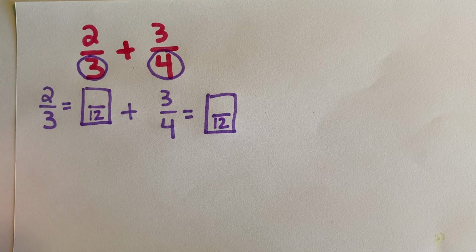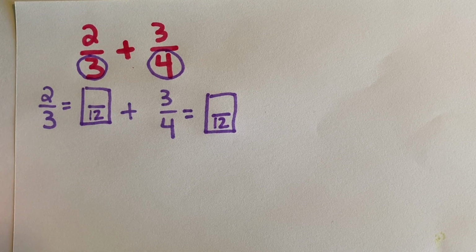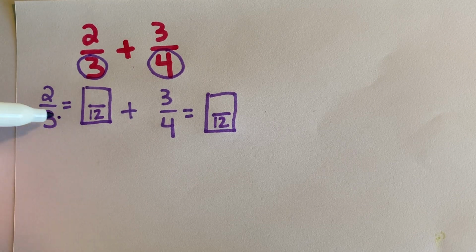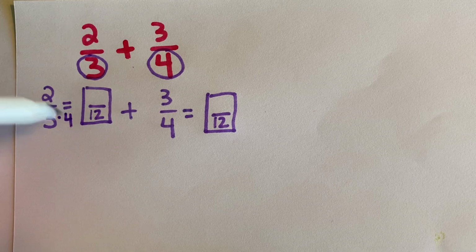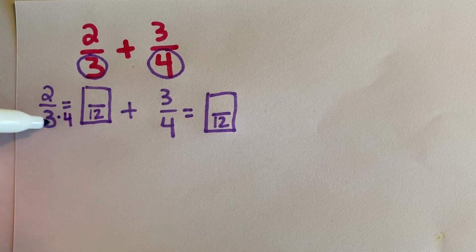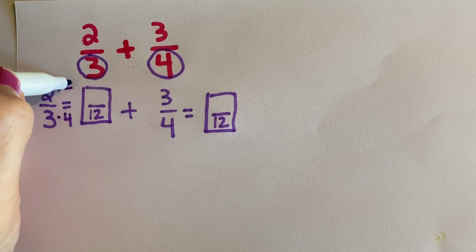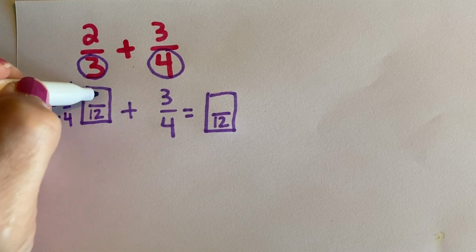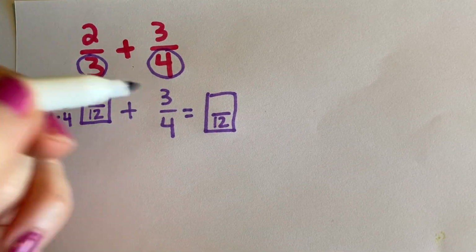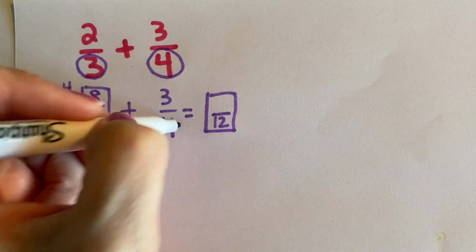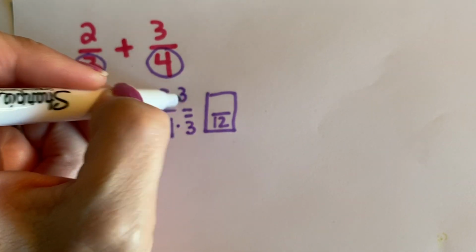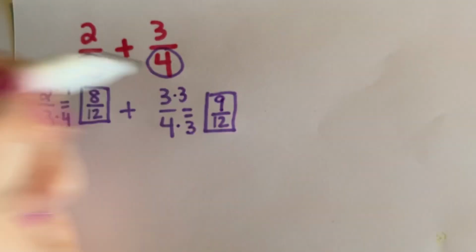We've already studied how to create equivalent fractions through multiplication, so we're going to ask ourselves, 3 times what equals 12? I hope you're thinking 4. 3 times 4. Whatever we do to the bottom, we must certainly do to the top to keep balance and equivalency. 2 times 4, that's going to be 8. Let's come over here. 4 times 3 equals 12. 3 times 3 is 9.